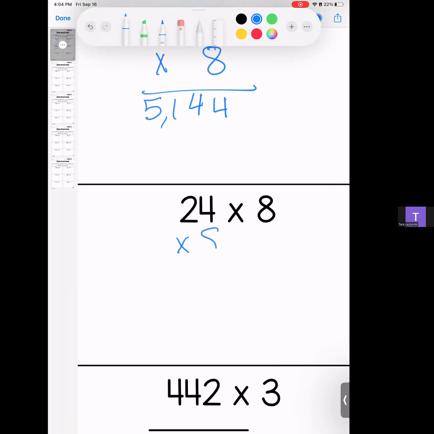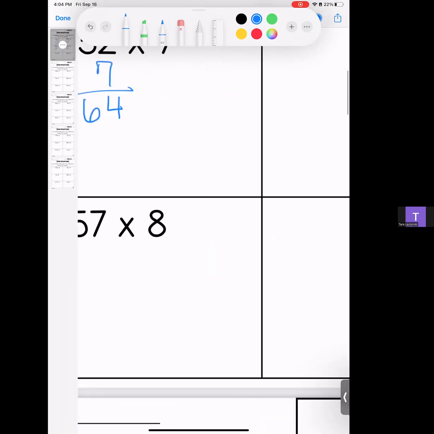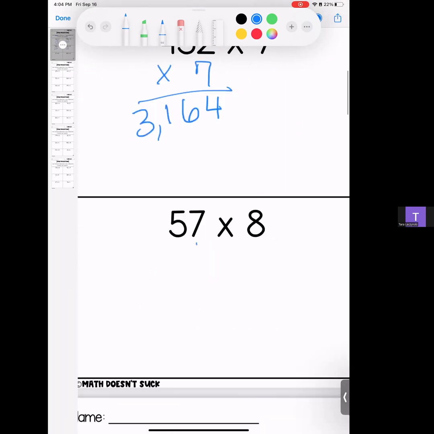24 times 8. 8 times 4 is 32. 8 times 2 is 16. Add 3 is 19. 192. 57 times 8. 8 times 7 is 56. 8 times 5 is 40. Add 5 is 45.